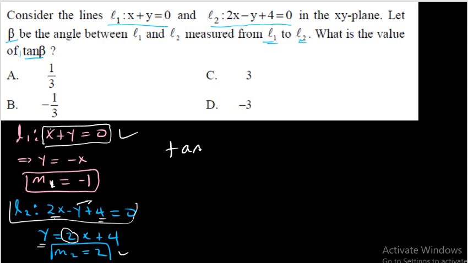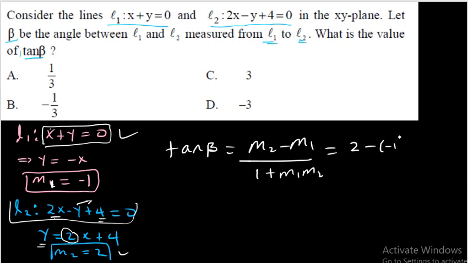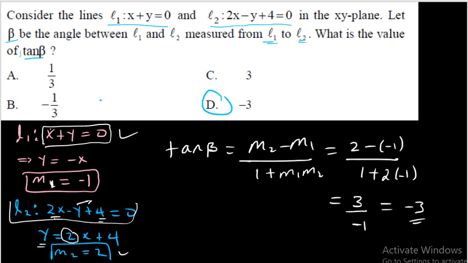Since we need to find tan beta, and the formula is m2 minus m1 the whole over 1 plus m1 m2, you can directly substitute: 2 minus negative 1, the whole over 1 plus 2 times negative 1. The numerator is 3, since negative negative is added, and the denominator will be negative 1. So 3 over negative 1 is negative 3, so the answer will be D.